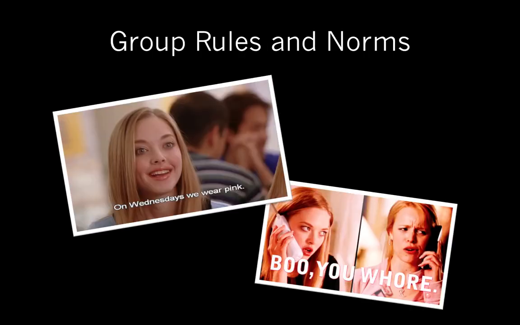Group rules are simply this. They're statements prescribing how members of a small group may or should or must behave. Sometimes these are stated formally, sometimes they're stated in writing, sometimes they're just assumed. And when they're assumed, those are norms. So norms are basically unstated rules. They're informal. They're enforced typically by a form of peer pressure, and that peer pressure then governs the group.